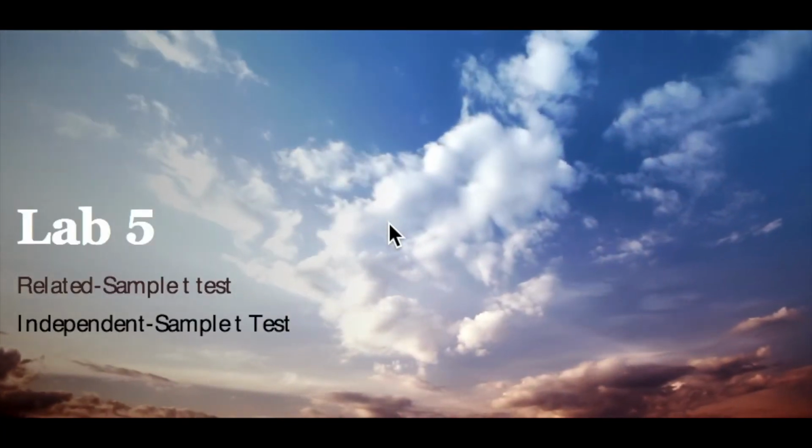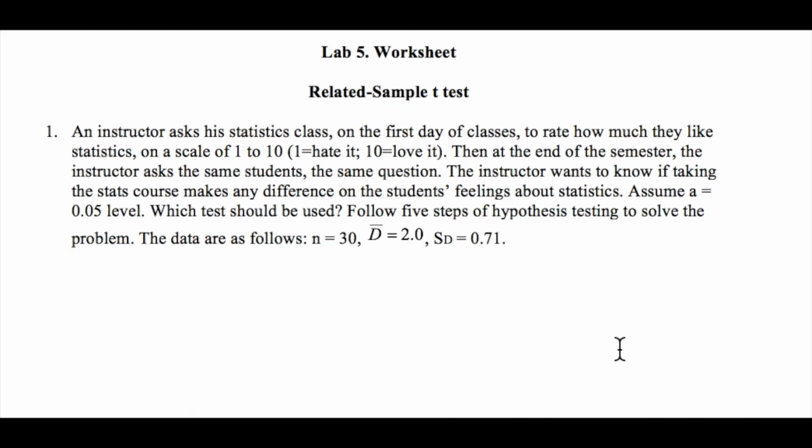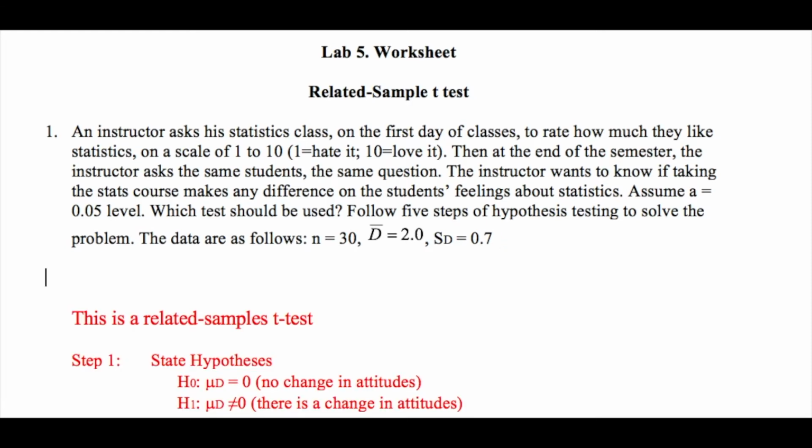Firstly, let's look at the related samples t-test questions. So let's look at the first question. In the statistics class, the professor wants to know if taking the statistics class will make any difference in students' feelings about statistics. First step, we need to state a hypothesis. The null hypothesis is that there is no change in attitude, so the mu of the difference between two tests should be 0. And our alternative hypothesis is that there is a change in attitude, so mu is not 0.